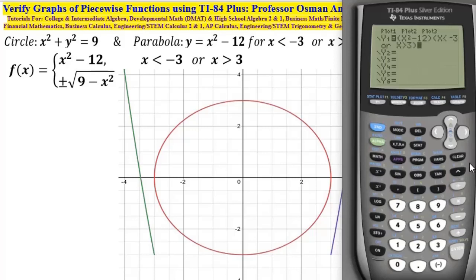To enter the circle, the top part of the circle is the square root of 9 minus x squared. And the bottom part of the circle is minus the square root of 9 minus x squared.